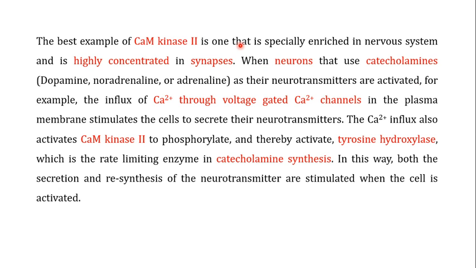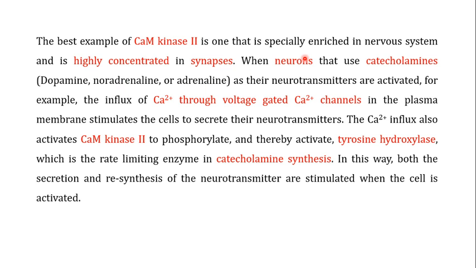Now the best example of the CaM Kinase-II is the one that is especially enriched in the nervous system, and it is highly concentrated in synapses. Now if I give you an example of this, take the neurons that use the catecholamine neurotransmitters. In the family of the catecholamines, the important examples are dopamine, noradrenaline, and adrenaline.